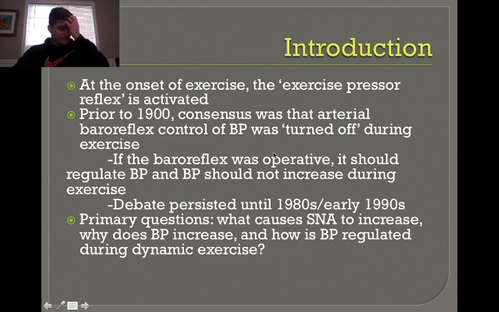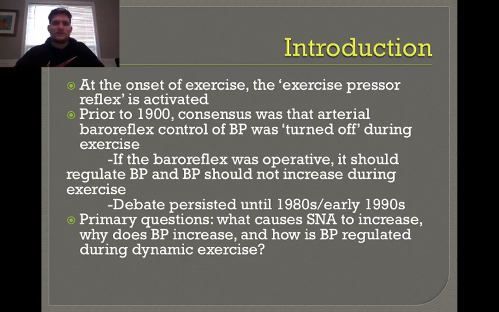And so, researchers had a question because during the onset of exercise, there's what's called the exercise pressor reflex, where there is an increase in blood pressure. And so a pressor reflex is anything that brings up blood pressure, right? So, in the 1900s, even before, there was a consensus that arterial baroreflex was turned off, right? That it didn't have a role during physical activity, because we saw that once people started exercising, their blood pressure increased.